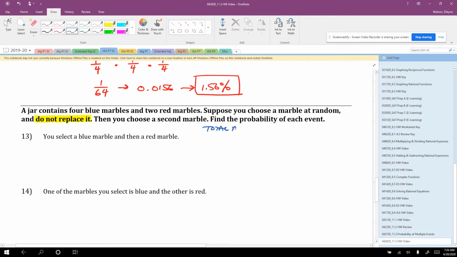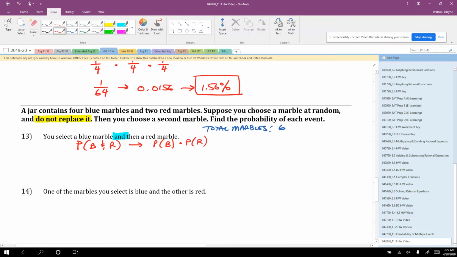Total marbles is 6, 4, and 2. Okay. So this one says it's an and statement. So this is probability of blue and red. And so like I just wrote up there, the formula, it's going to be the probability of B, blue, times the probability of R, red.